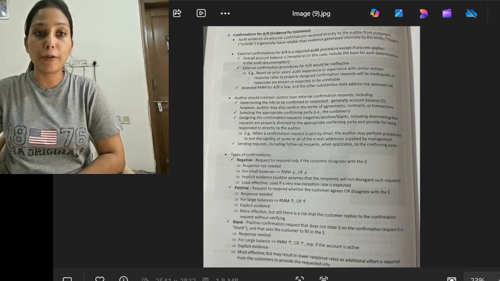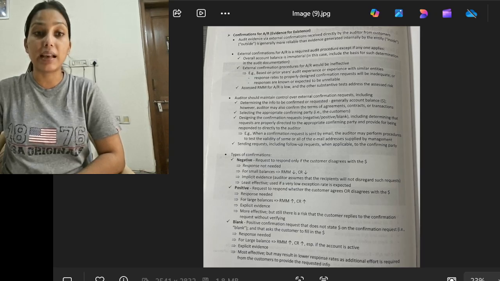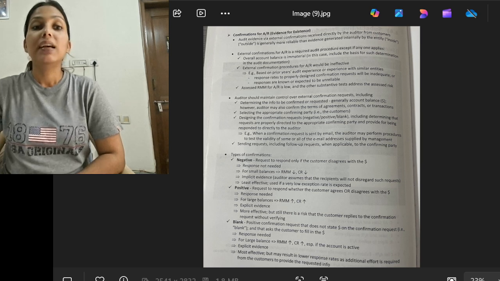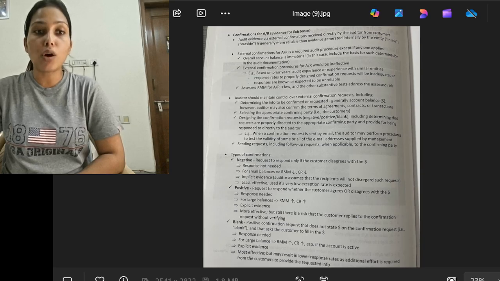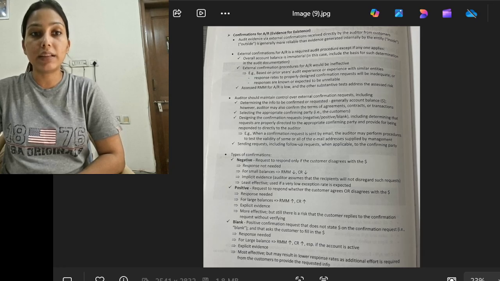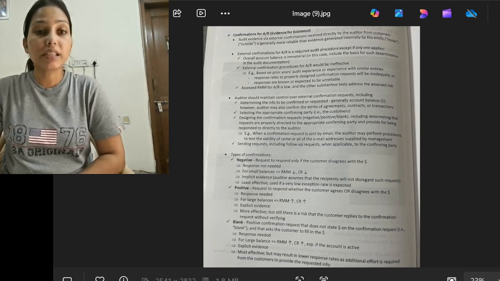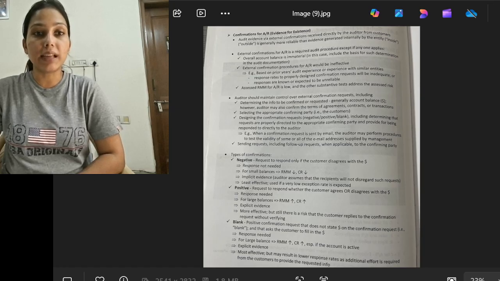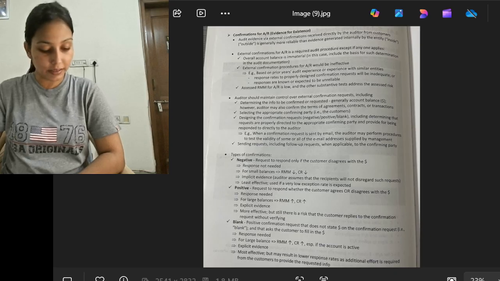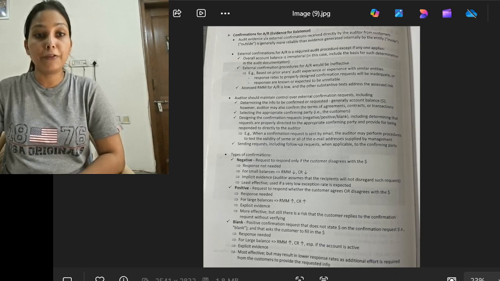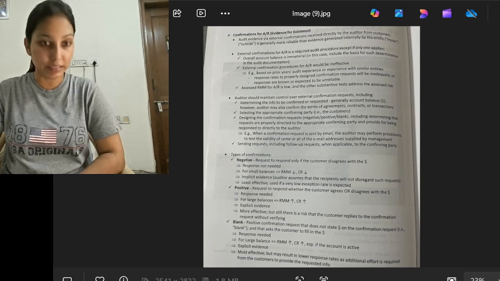So if the party owes 15 rupees and we are asking confirmation for 10 rupees, they will provide the confirmation, because that doesn't match with the auditing entity. So in the case a disagreement exists between the entity and the customer, the customer will provide the confirmation that this doesn't agree. So this is called negative confirmation. Here if both parties agree, like the customer also agrees and the auditing entity also agrees with the same balances, then a response is not needed.